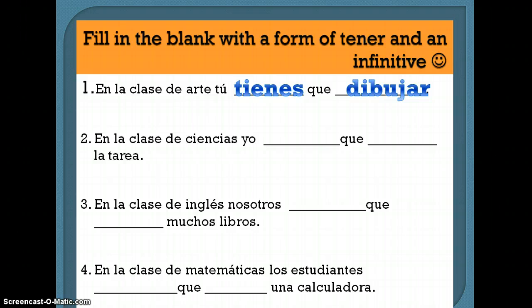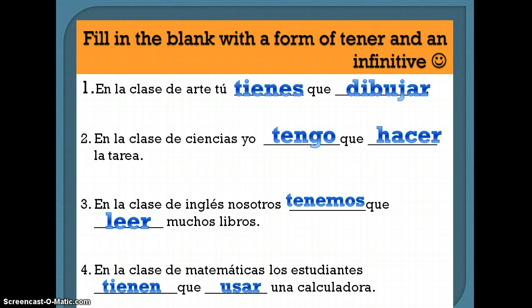En la clase de ciencias, yo tengo que hacer la tarea. En la clase de inglés, nosotros tenemos que leer muchos libros. En la clase de matemáticas, los estudiantes tienen que usar una calculadora.